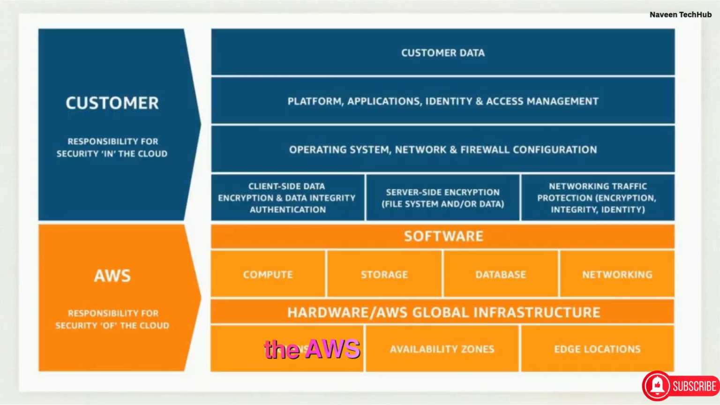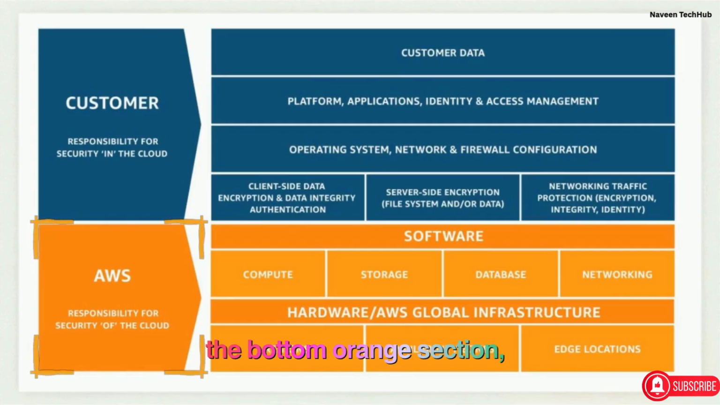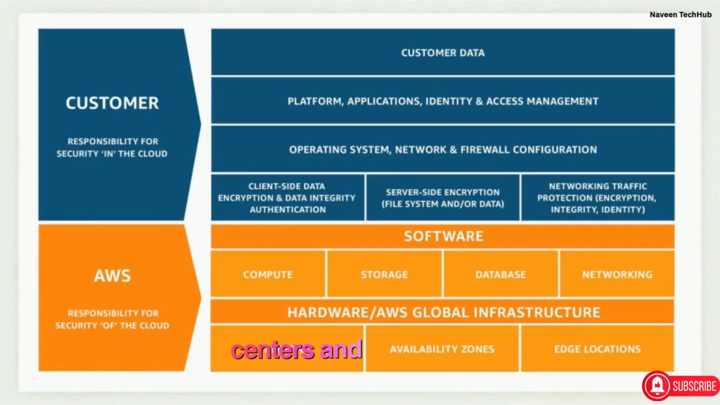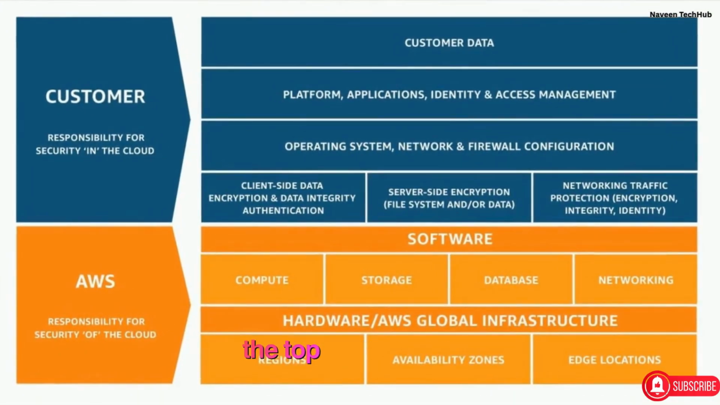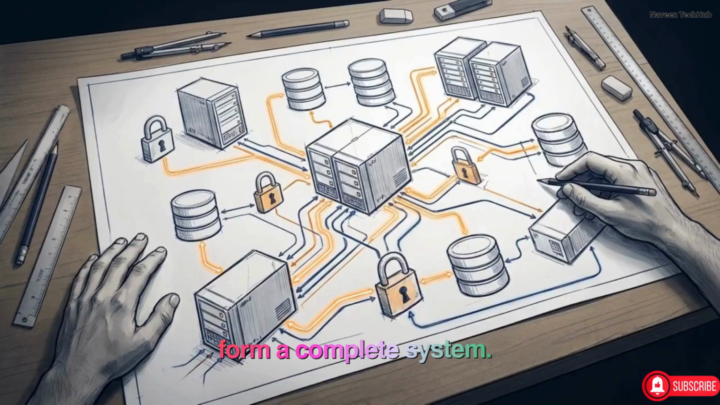This diagram shows the AWS Shared Responsibility Model. Amazon handles security of the cloud, the bottom orange section, managing physical data centers and hardware. You are responsible for security in the cloud, the top blue section, meaning you must properly configure your tools, passwords, and firewalls. Every piece we have discussed connects to form a complete system.